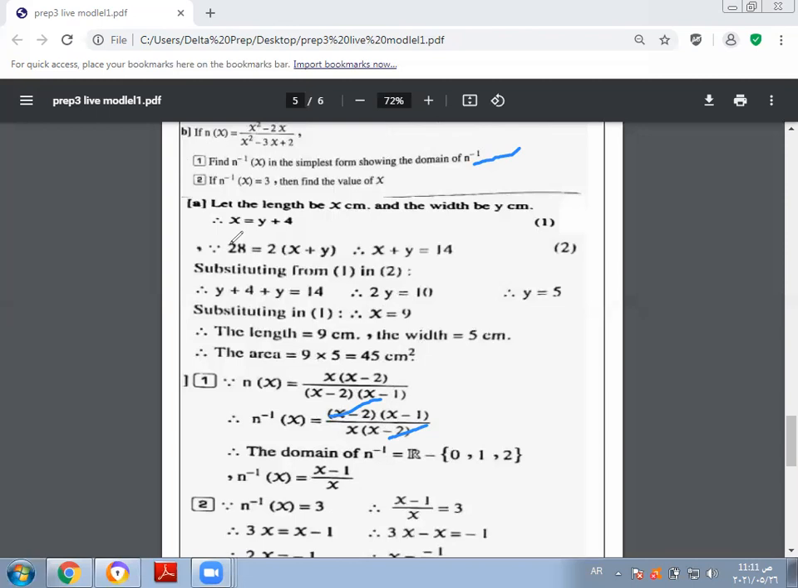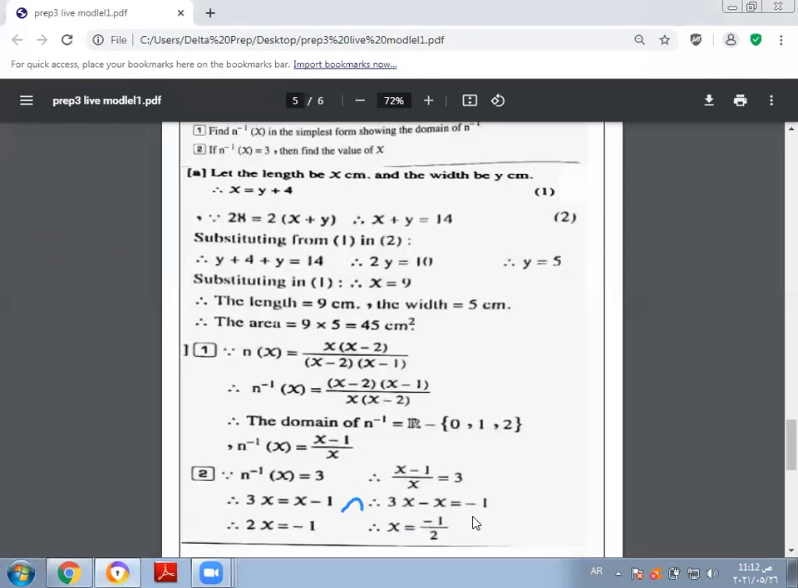n to the power negative 1 of x equals 3. We want to find the value of x. If n to the power negative 1 of x equals 3, it means that x minus 1 over x equals 3. We use cross multiplication. It will be x minus 1 equals 3x, or 3x equals x minus 1. It will be 3x minus x equals negative 1, but this is 2x equals negative 1. So then x equals negative half.